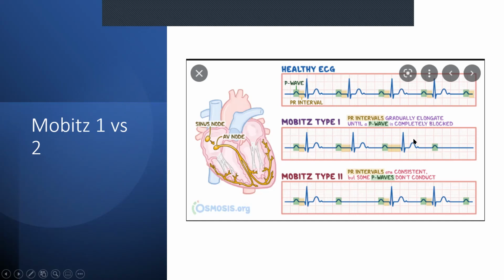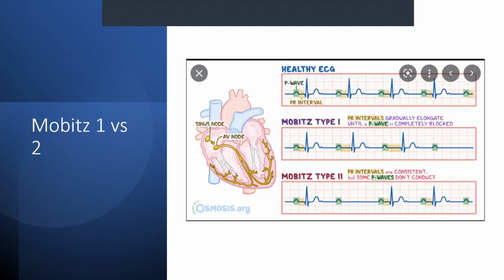You have thin QRS complexes, you have PR intervals that are slowly elongating, and eventually you get a QRS that's not conducted. So it can never be regular. It's never a regular rhythm. Even physically, when you check the patient, you'll see that it's a regularly irregular rhythm. That's what you feel when you feel the pulsation.